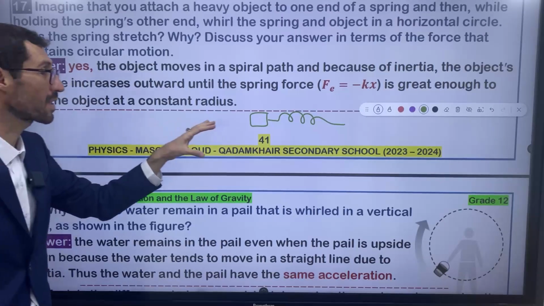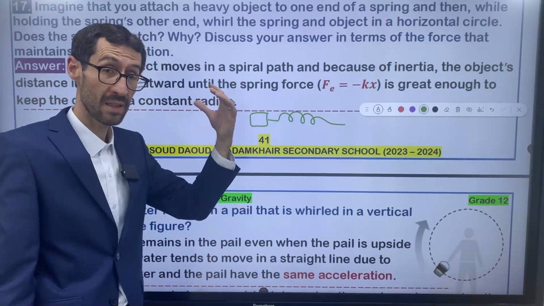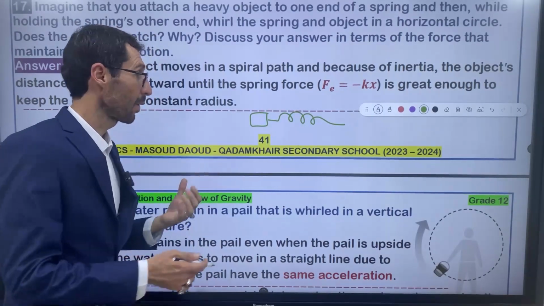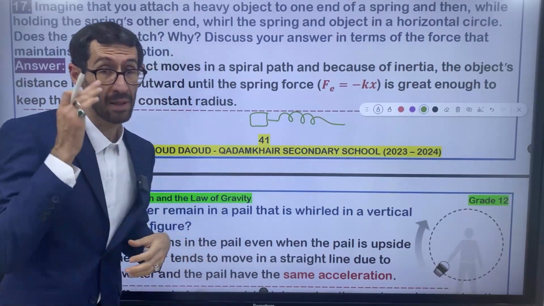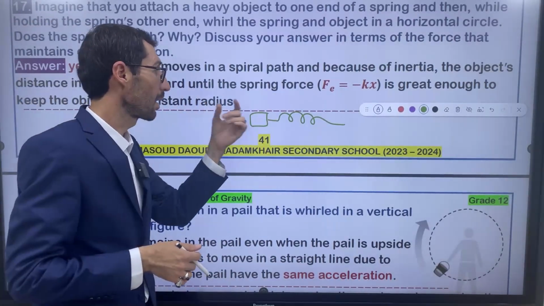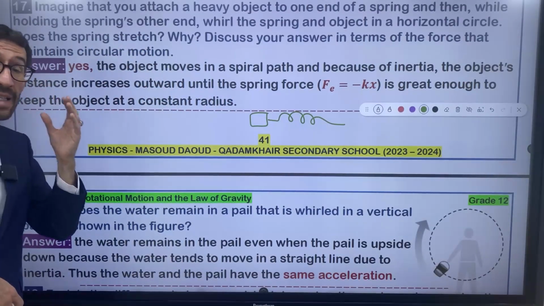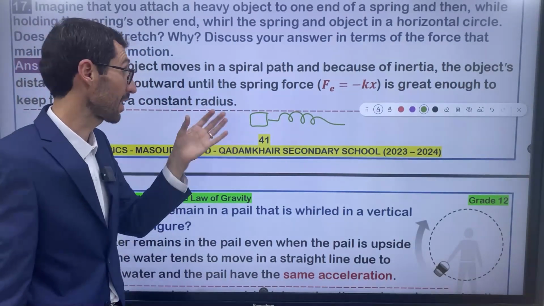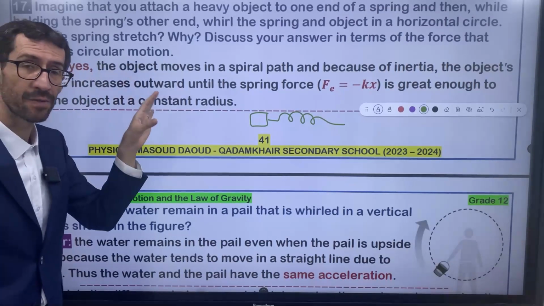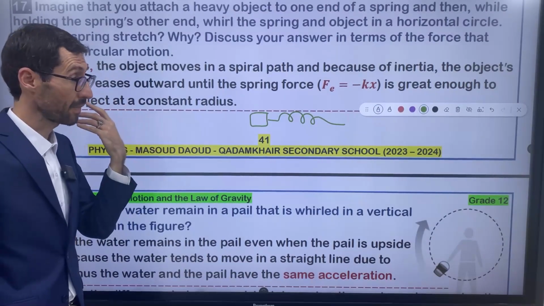So which force maintains circular motion here? Which force does the spring have? Think about it. Of course, it has a force of tension, or it's not a tension, it's an elastic force. It has elastic force. So the first part, yes, this is the answer of the teacher's book. Explain your answer.